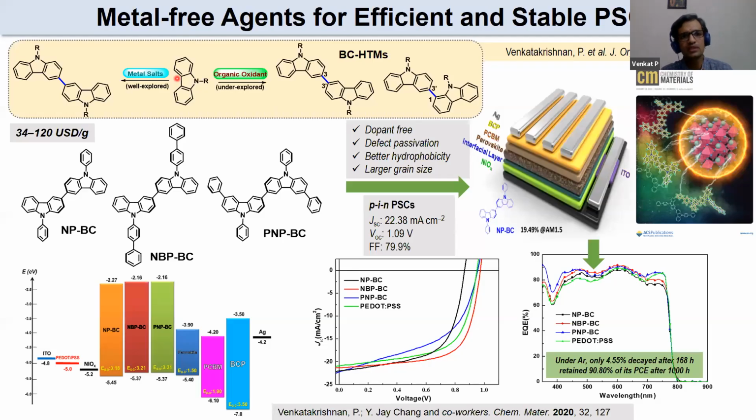And hence what we thought was these compounds have better redox properties, they have good absorption and emission properties, and hence why can't we replace the expensive spiro-OMeTAD and then test its hole transporting ability in perovskite solar cells. So we made a few basic skeletons of bicarbazoles, and then we tested their hole transporting ability when putting it onto the perovskite solar cell configuration.